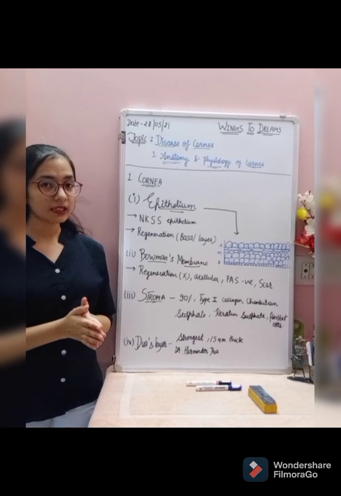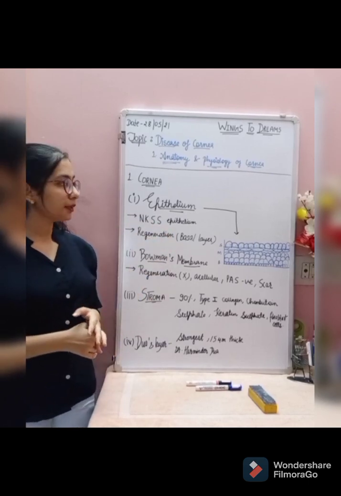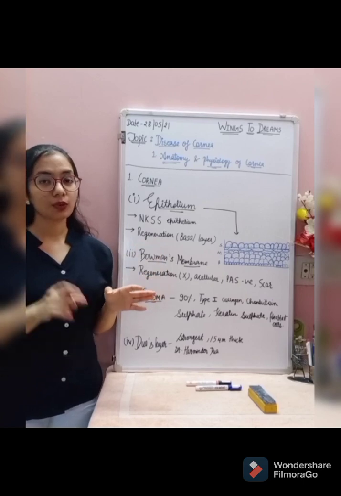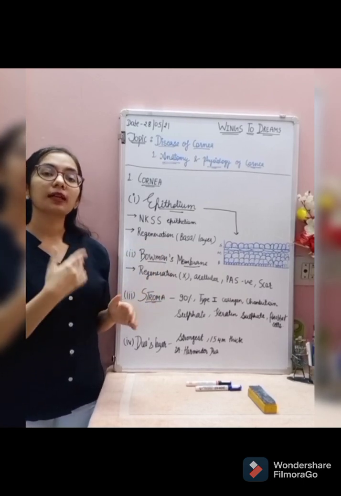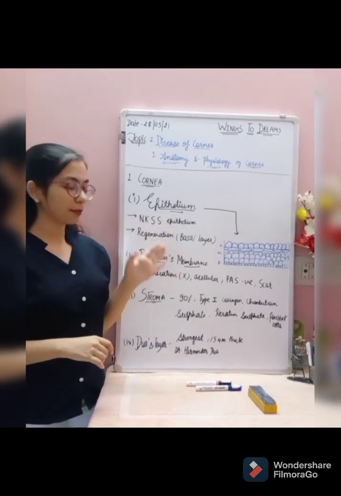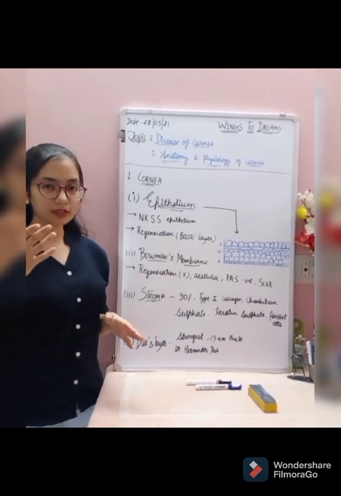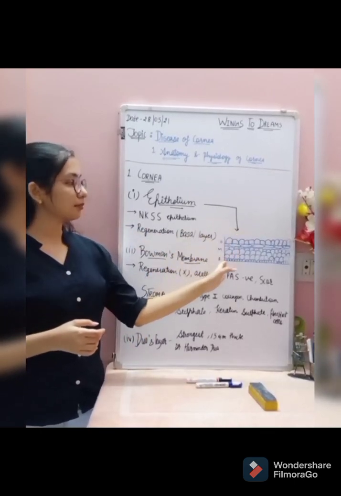If we discuss the layers of the cornea, first of all the layer is the epithelium. Epithelium is the outermost layer of the cornea. Cornea is the outermost layer of the eyeball, and epithelium is the outermost layer of the cornea. Got it? In the epithelium there are 3 types of layers: the superficial, middle and basal layer.